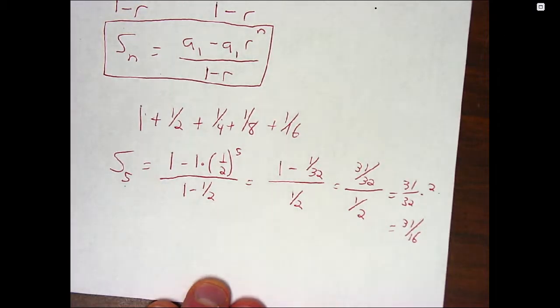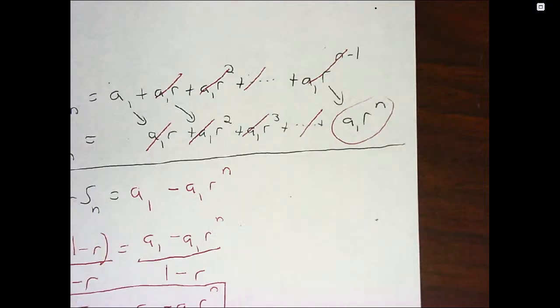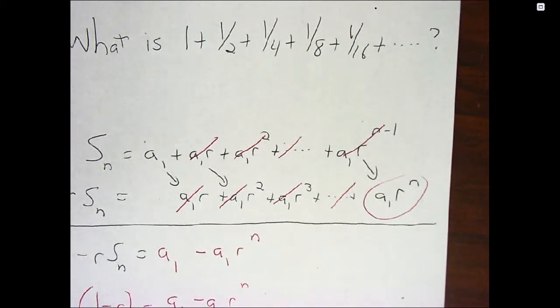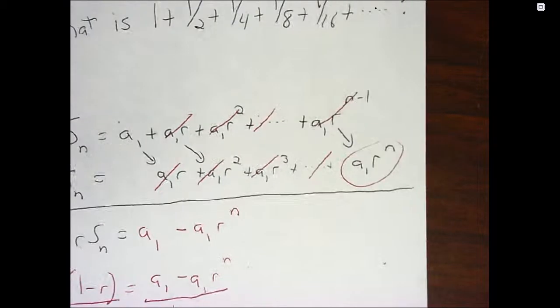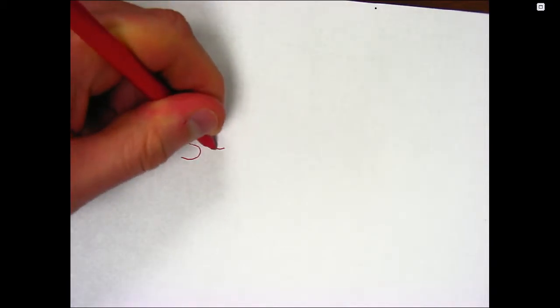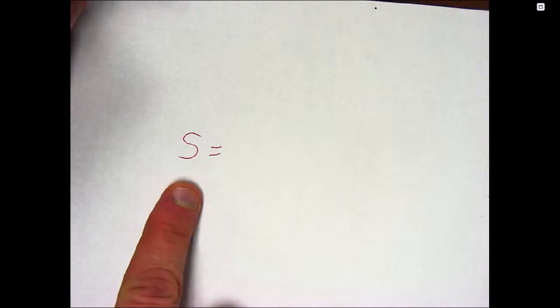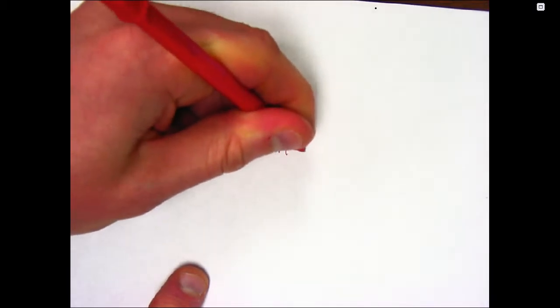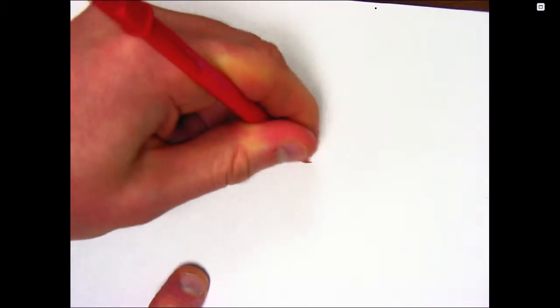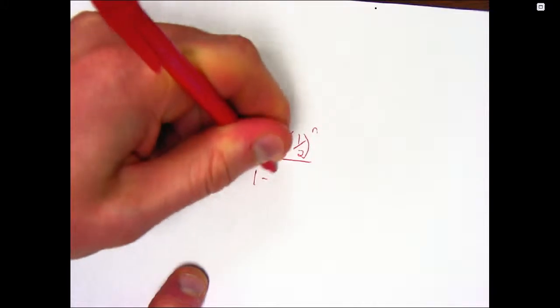So the next question was, what happens if you keep doing this forever? That's sort of like adding up till n is infinity. So if I flip it over, the rest of it is still the same. Now we're just going to write S, with no n, and this is going to be the sum of the full thing. So it's going to be 1 minus 1 times r to the n, all over 1 minus 1/2.